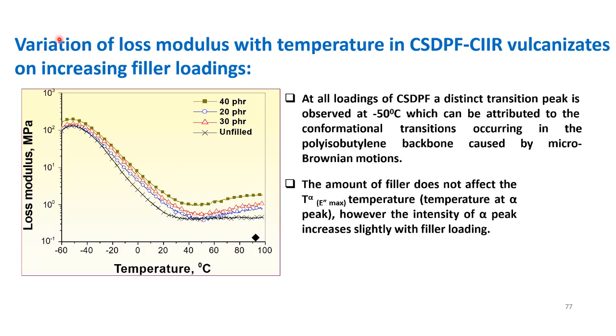Then for the loss modulus, again there is no change as such. The temperature is around minus 50 degrees, and it can be attributed to the conformational transition occurring in the polyisobutylene backbone caused by micro-Brownian motion. So even the micro-Brownian motion can be determined with the help of this analysis. The amount of filler does not affect the transition temperature. However, the intensity of some of the peaks is slightly increasing, not much, with the increase in the percentage of filler loading.